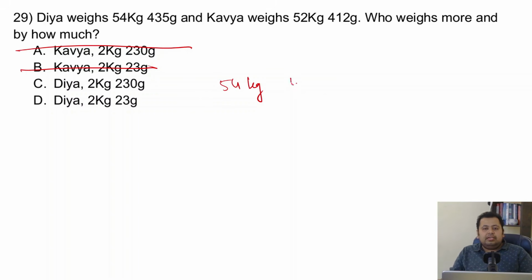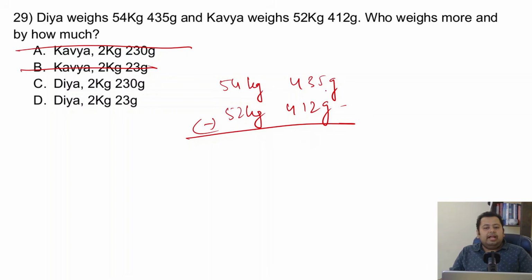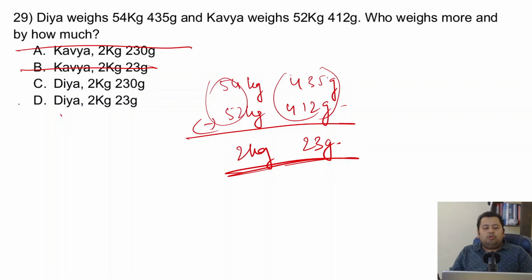So 54 kg 435 grams minus 52 kg 412 grams is something you have to subtract, right? Now for the grams, if you do the subtraction, you will find it comes out to be 23 grams, and the difference in kilograms is 2 kgs. So overall, option D is the correct answer. Hope you got this one correct as well. If you did, give yourself a star.